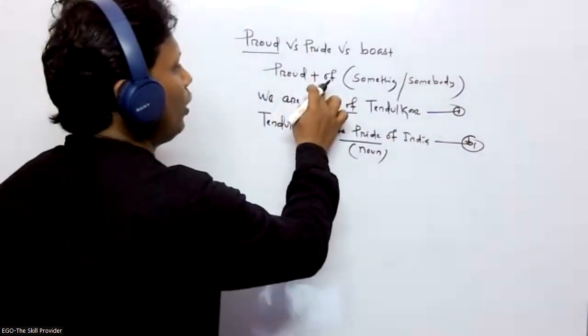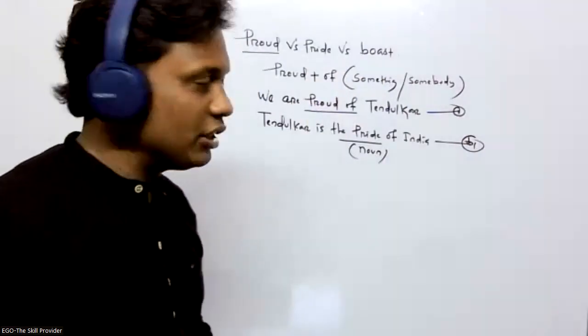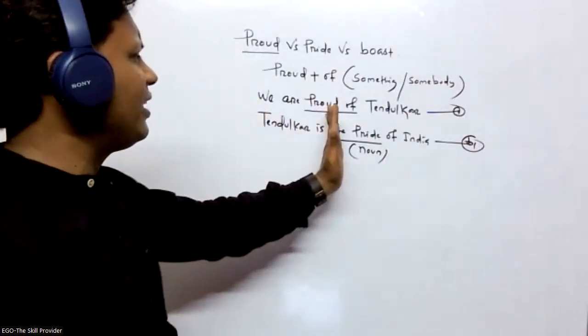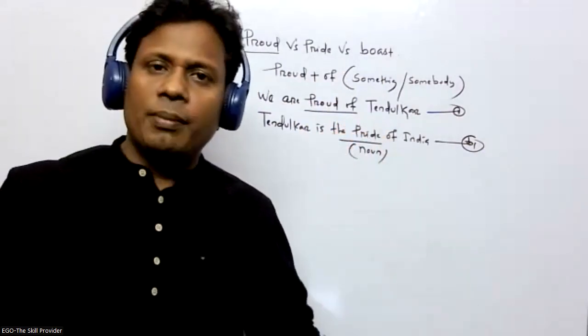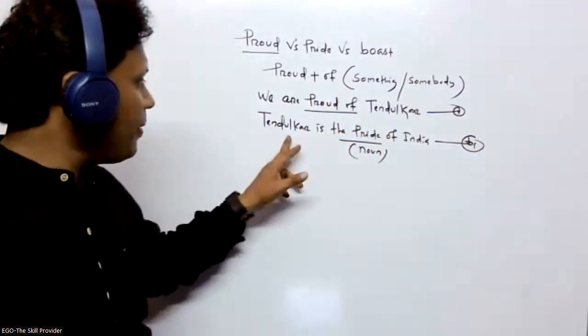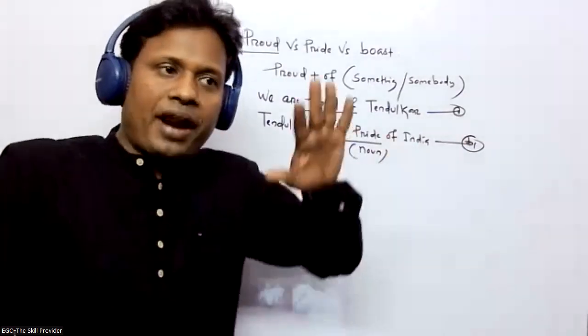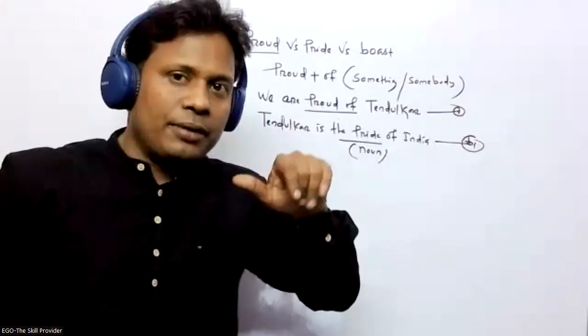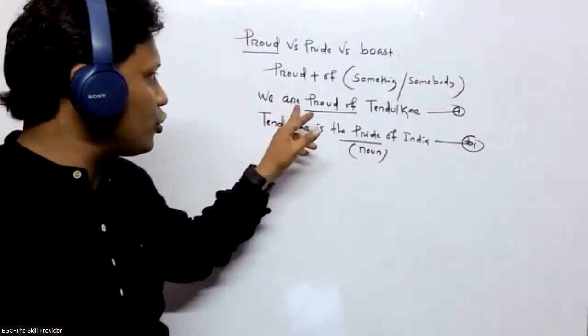Whereas proud is of something or somebody, it is used as an adjective. That's the difference. So there are a lot of situations. Suppose you can say, we are proud of Swami Vivekanand. Swami Vivekanand is the pride of India. So proud and pride. Pride is always used as a noun. And this is the structure.